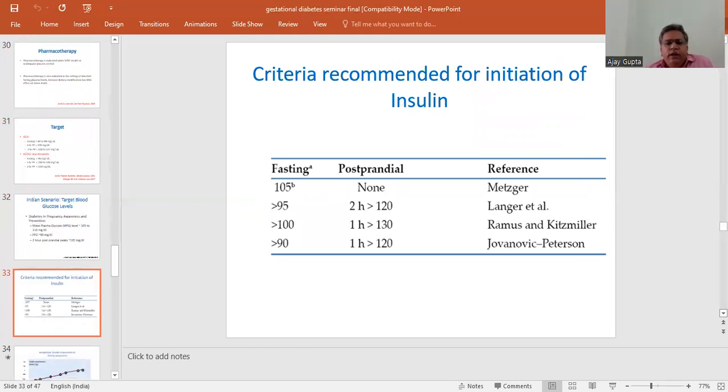Criteria recommended for the initiation of insulin. If dietary modification fails to achieve good glycemic control, in this scenario, what are the target levels at which we should start insulin? If the fasting is more than 105, or fasting is more than 109, and 2 hours is more than 120, and 1 hour is more than 130, these are the recommendations for starting insulin. The majority of authorities recommend that if the fasting plasma glucose is more than 90, we should start with insulin.